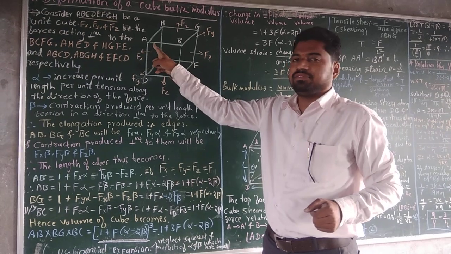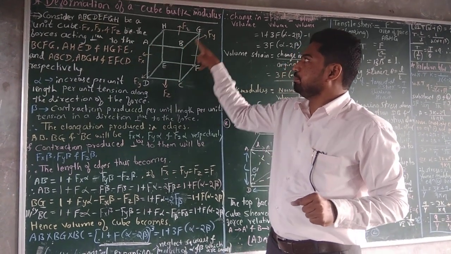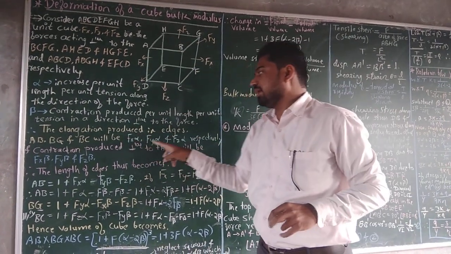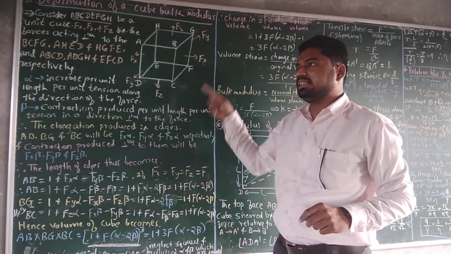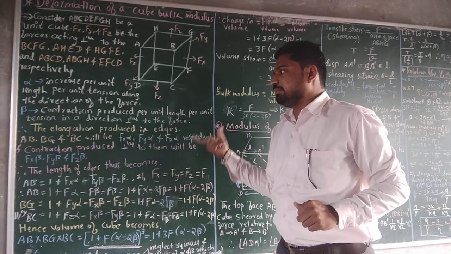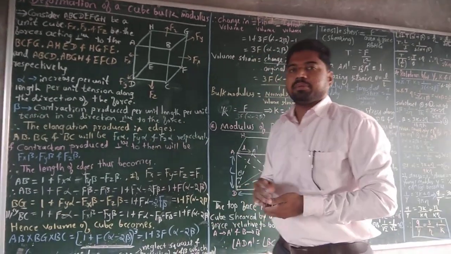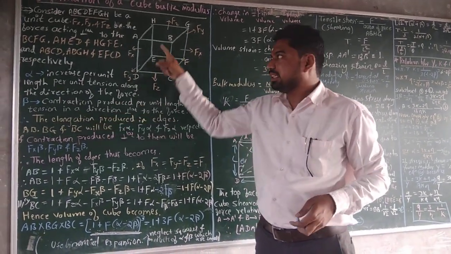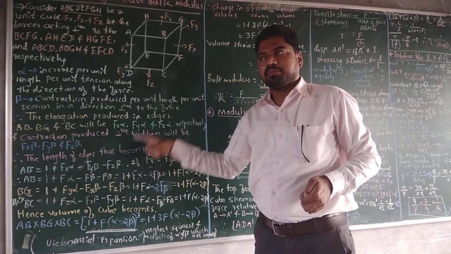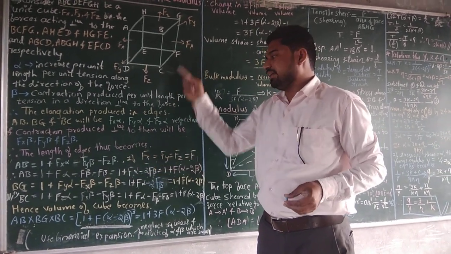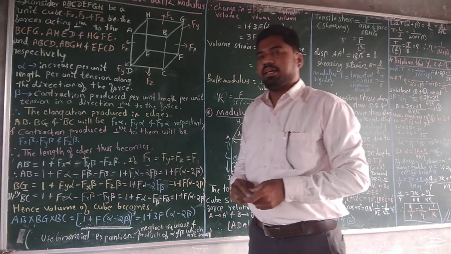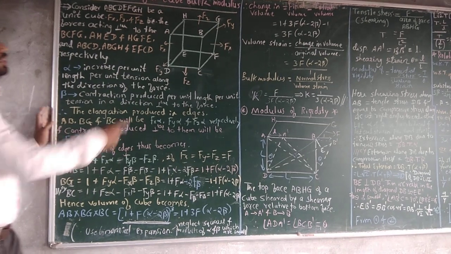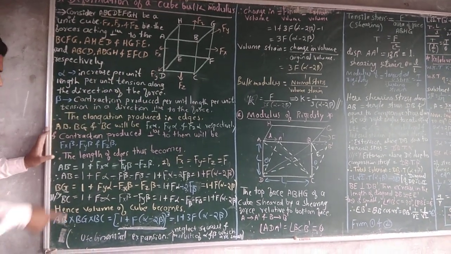Consider here three edges AB, BG and BC. The elongation for these edges is Fx alpha, Fy alpha, and for that axis Fz alpha. Similarly, the contraction is produced in these edges, for which you have to take beta. For the x-axis you take Fx beta, for y Fy beta, and for the z-axis Fz beta.